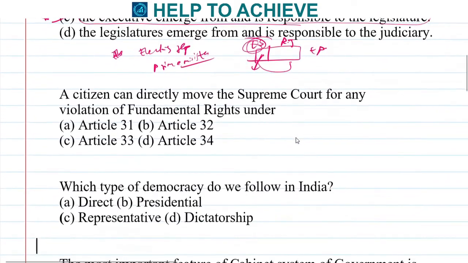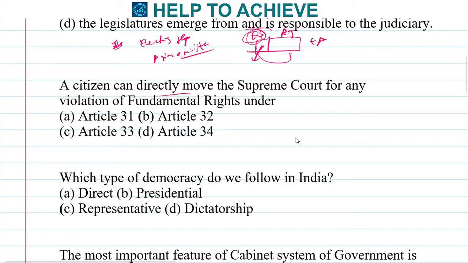next. A citizen can directly move the Supreme Court for any violation of the fundamental rights. The Constitution of India gives its citizens the fundamental rights, and in case of any violation of the fundamental rights, any citizen can approach the Supreme Court under Article 32. So you have to remember this. Okay.